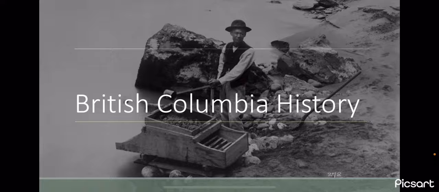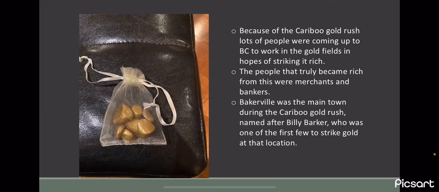British Columbia history. An important part of BC's history that involves currency is the gold rushes. Because of the Cariboo Gold Rush, lots of people were coming up to BC to work in the gold fields in hope of striking it rich. The people that truly became rich from this were merchants and bakers. Barkerville was the main town during the Cariboo Gold Rush, named after Billy Barker, who was one of the first few to strike gold at that location. His claim was the richest and most popular.